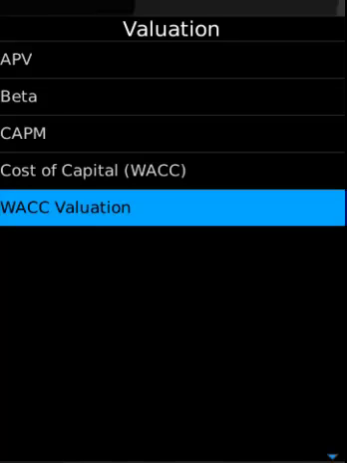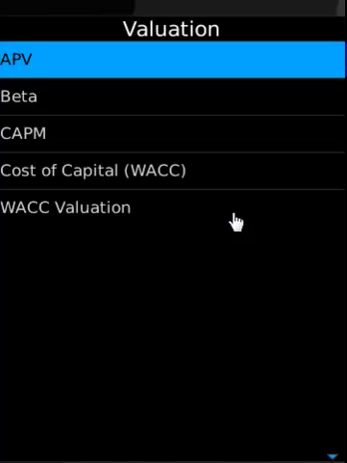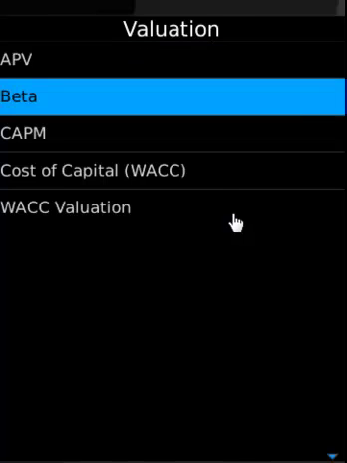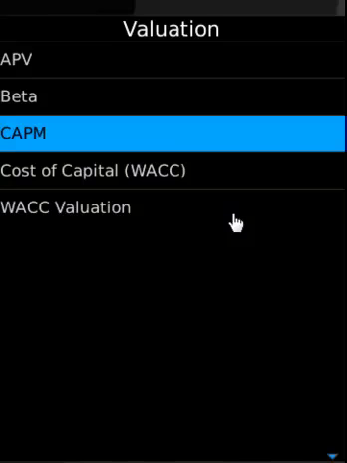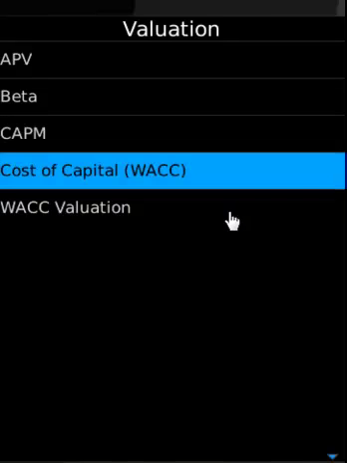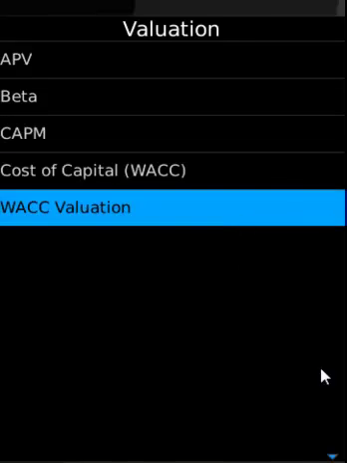Okay, with this we covered valuation BlackBerry application, we covered APV, adjusted present value, we covered beta, unlevering, re-levering beta, CAPM, then WACC for cost of capital, and WACC for valuation.